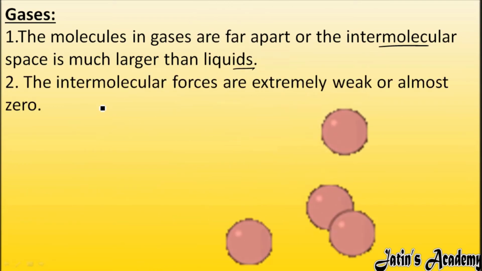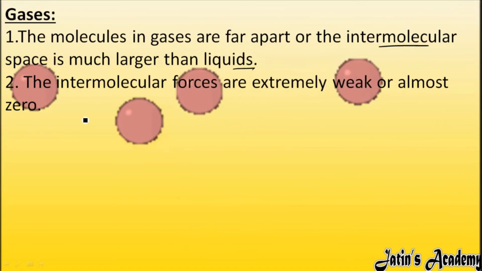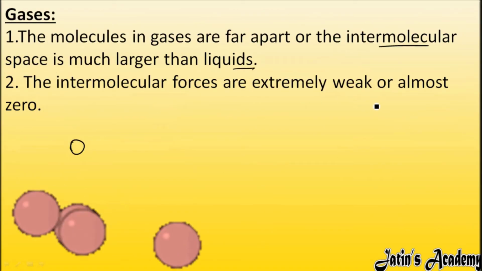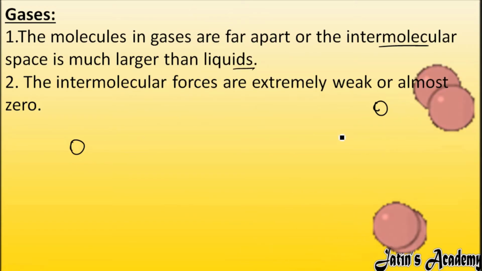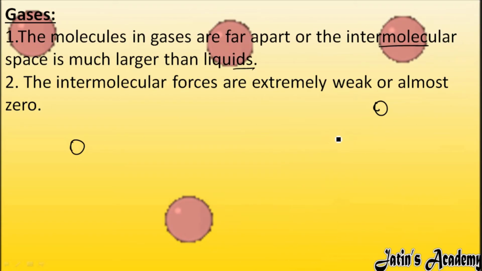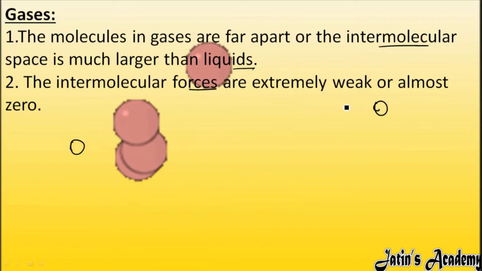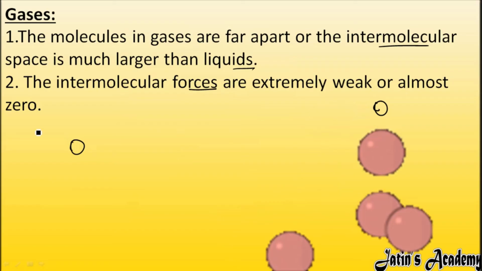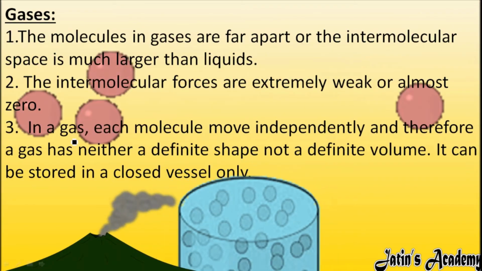Second point we are having, the intermolecular forces are extremely weak and almost zero. As you can see, molecules are very far away from each other. When molecules are very far away from each other, it means intermolecular space is large. With large intermolecular space, intermolecular forces are extremely weak, or you can say almost zero. Okay. Next we are having third point.